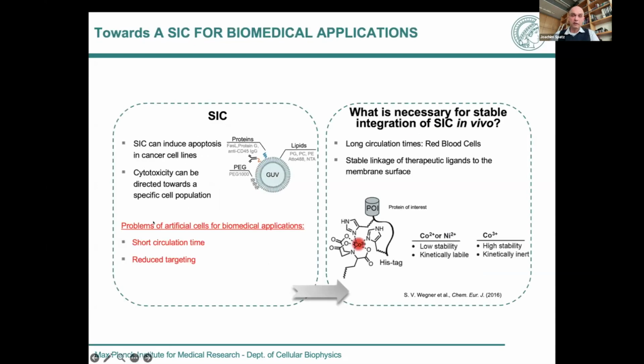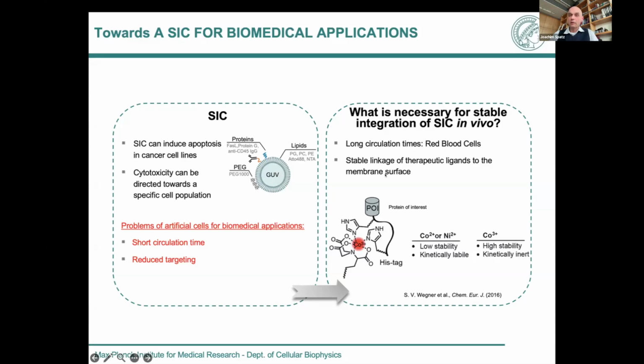So first of all, this is a summary that we can generate the synthetic immune cells by a very simple method. You see killing, but the problem is the short circulation times and also reduced targeting, also partly due to reduced circulation time. So how can we overcome this? For long circulation times, you replace this GUV with something which circulates strongly in our system, in humans or in animals, which are red blood cells.